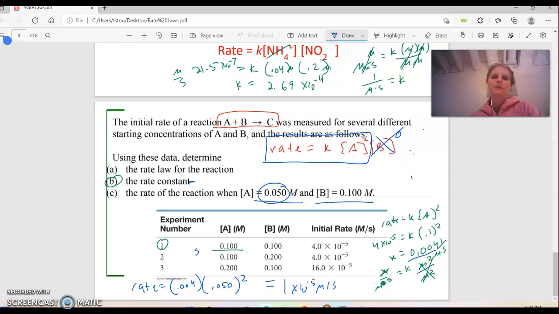So that's what makes the rate law useful. You can figure out how fast it'll be just by knowing the rate law and being able to plug in the numbers that you want to put in.